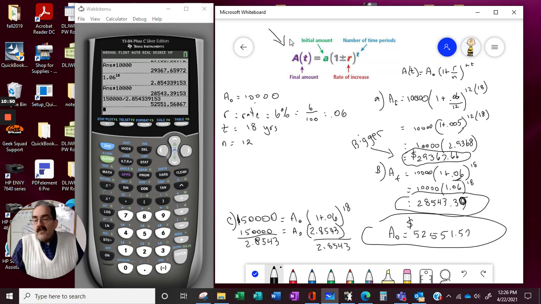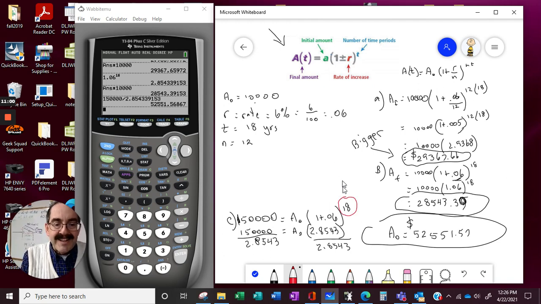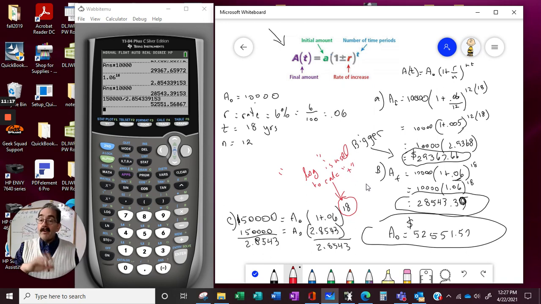So hopefully that was helpful. You pick which problem you want to work on. Next week we're actually going to do a problem using logarithms. And the reason we need a logarithm is to actually calculate the exact t-value. Logarithms are used to calculate t.